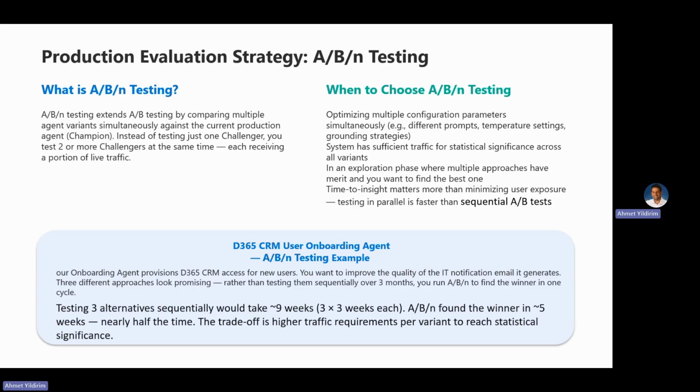In our previous session, we showed the D365 CRM onboarding agent. That example showed 3 different IT notification email approaches being tested in parallel. Testing sequentially would take about 9 weeks, but ABN found the winner in roughly 5 weeks, so nearly half the time. The trade-off here is that you need higher traffic volumes per variant to reach statistical significance.